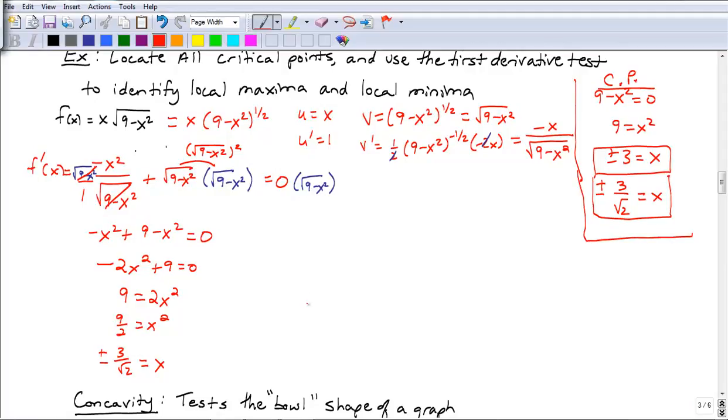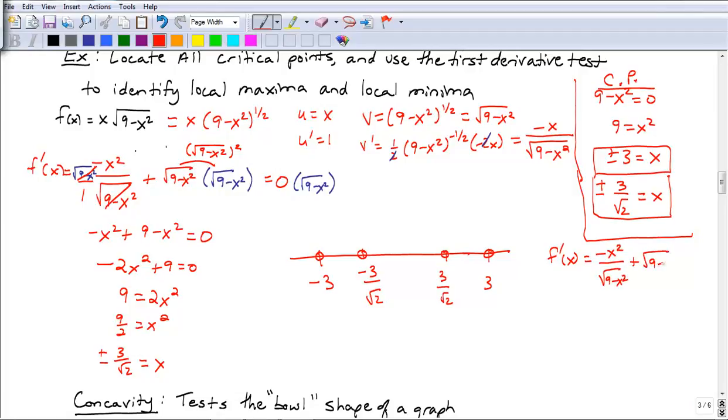Now I can put them on a number line: negative 3, negative 3 over root 2, 3 over root 2, and 3. I'm going to put little circles around them to remind me that's where it's undefined or 0. It's neither positive nor negative. And then I go and test. Where do I test? I test in the derivative. It's negative x squared over the square root of 9 minus x squared, plus the square root of 9 minus x squared. That's the derivative. I'm checking for increasing, decreasing.